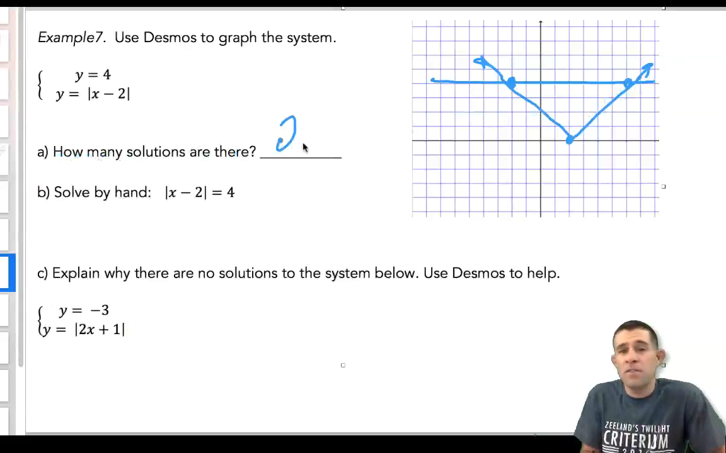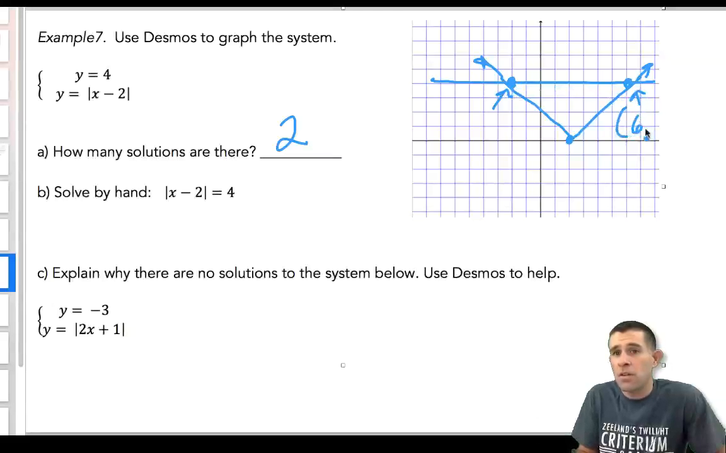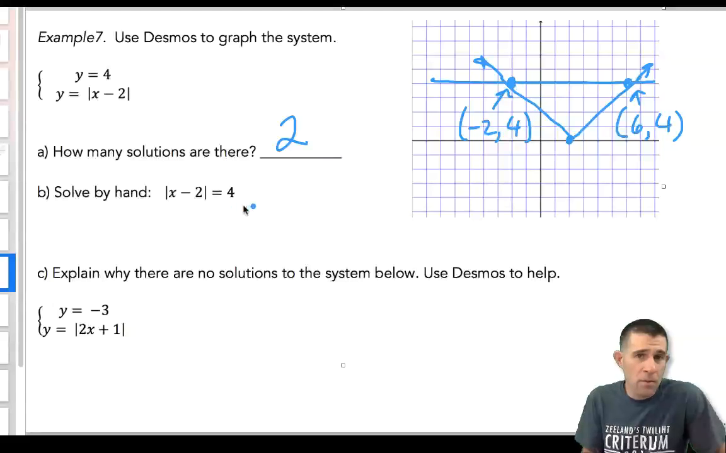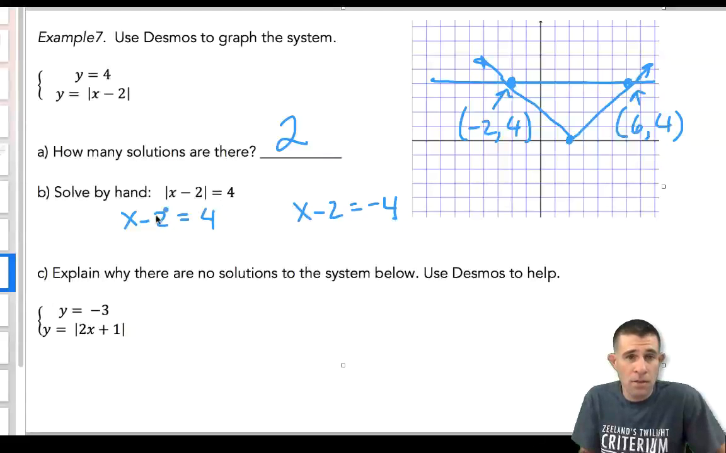So I see that I have two solutions. Now those two solutions are at these intersection points, and that's the coordinate 6 over and 4 up and the coordinate negative 2 over and 4 up. And if we solve this absolute value equation here by hand, I am going to drop the absolute value bars by writing two equations, setting one equal to the positive and one equal to the negative, and solve.